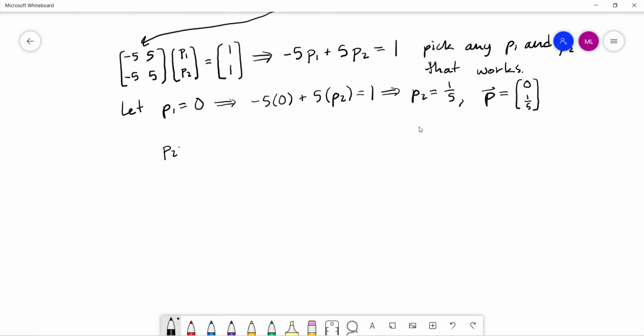But we didn't have to do that. We could have let p2 be equal to 0, and that would have given us, alternatively, negative 5 times p1 plus 5 times 0 equals 1. So same equation here, but now I'm saying let's force this one to be 0. And that means that p1 has to be equal to negative 1/5. And so we could have found a different p that would have worked equally well.